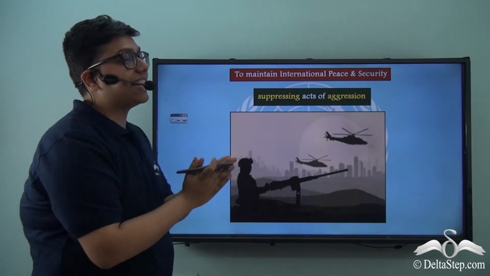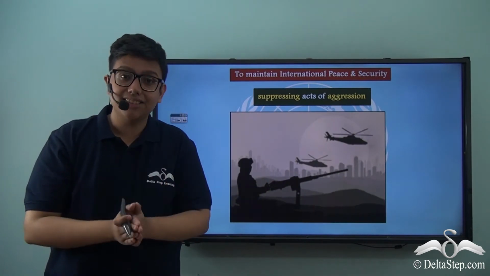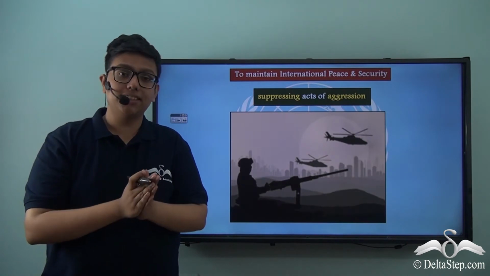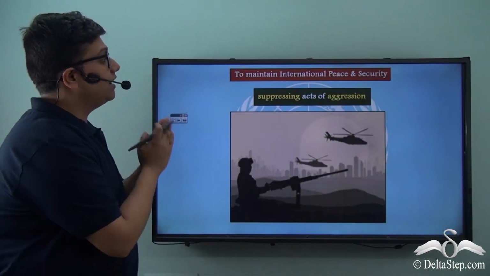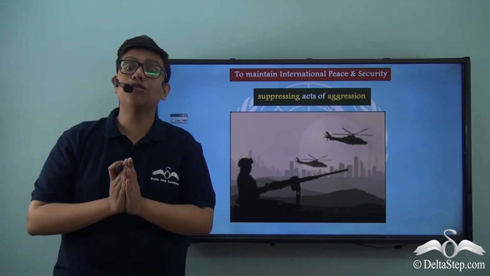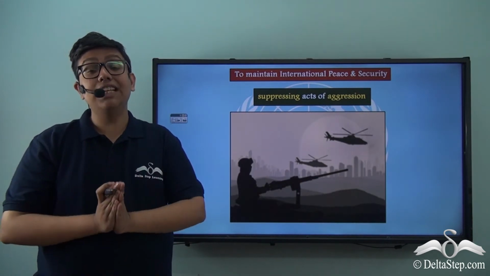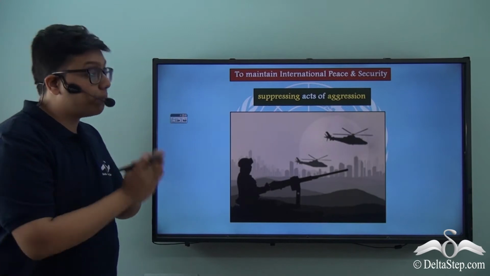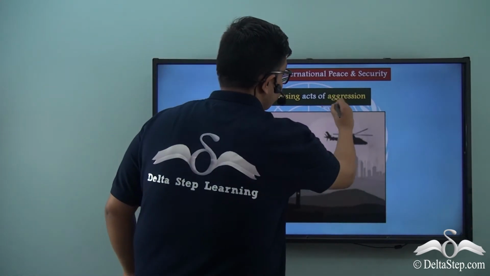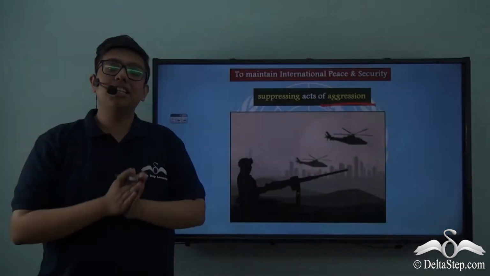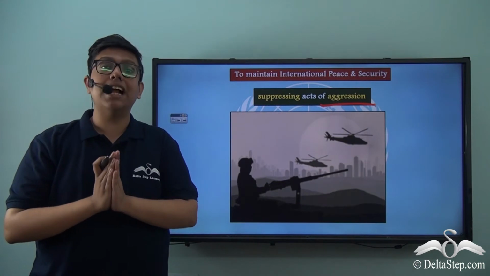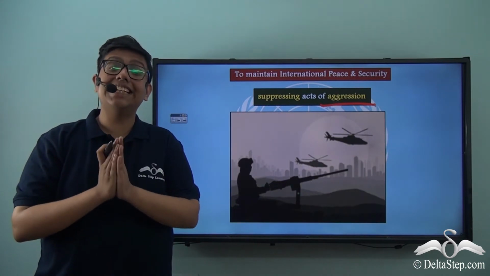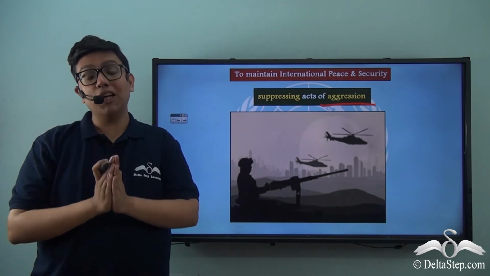But what if a state of conflict already exists between two nations or two parties? How can the United Nations prevent a conflict when it already is occurring? Well, the United Nations' objective to maintain international peace and security is not just preventive. In fact, if the need calls for it, the United Nations can suppress acts of aggression. But how does the UN do it? The UN suppresses such acts of aggression by passing resolutions of the United Nations Security Council, which is the executive wing of the UN, and by deploying peacekeeping troops.